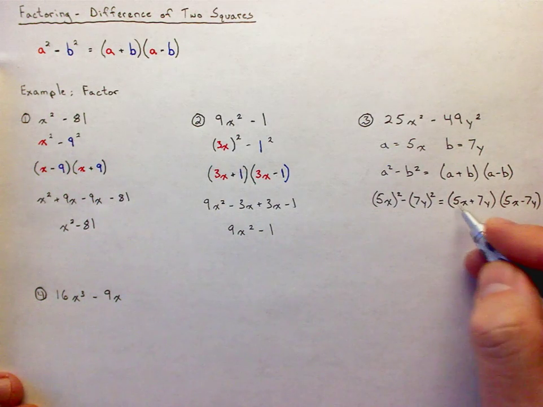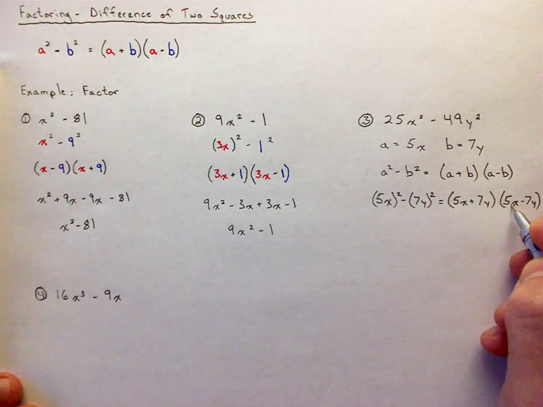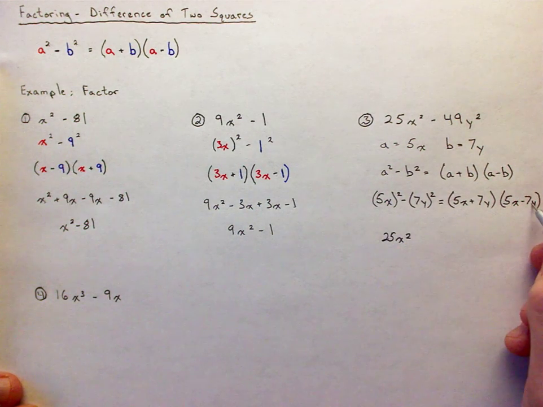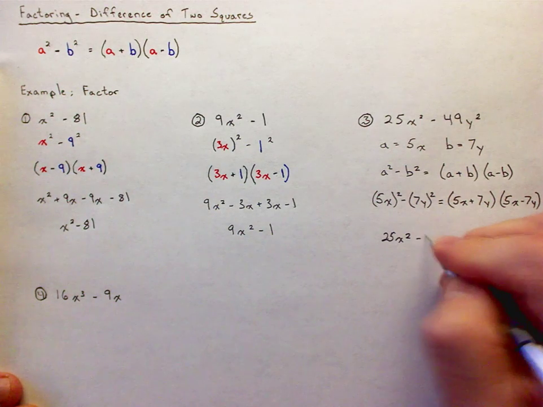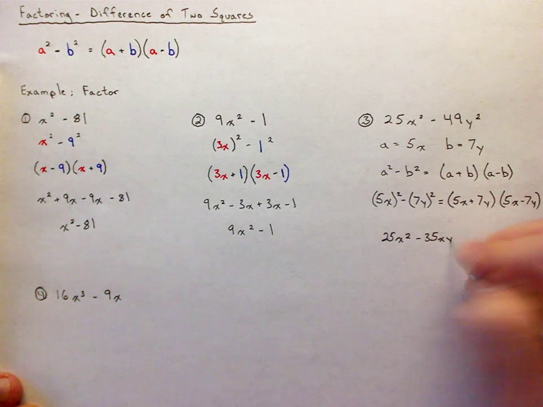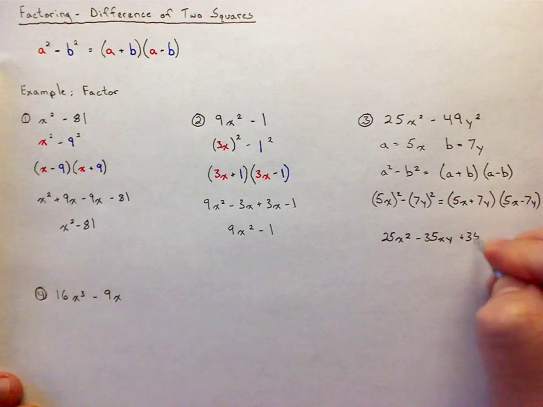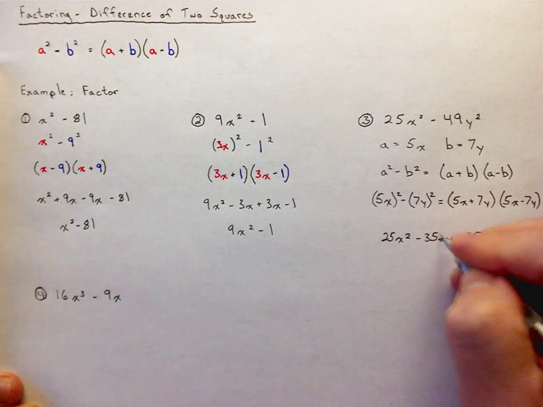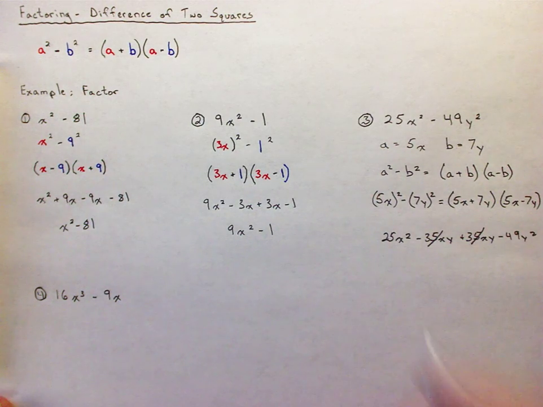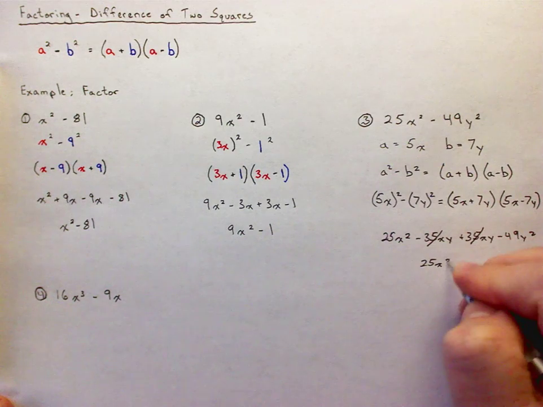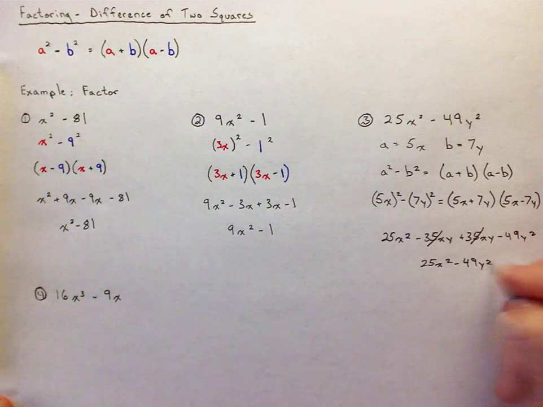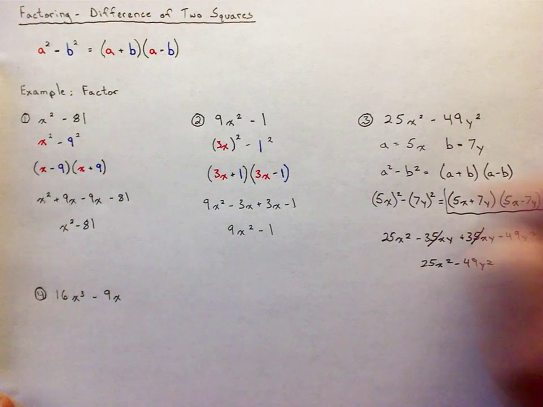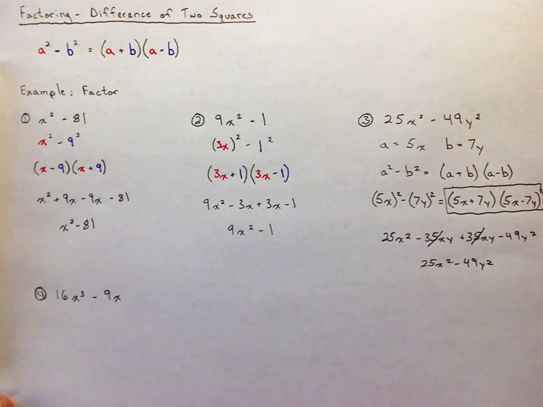Check my work. 5x times 5x is 25x squared, minus 35xy, plus 35xy, minus 49y squared. Those cancel, leaving me with 25x squared minus 49y squared. So, in factored form, that is my answer.